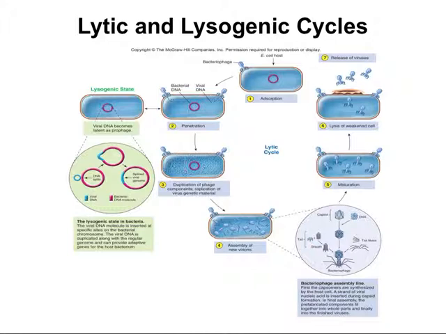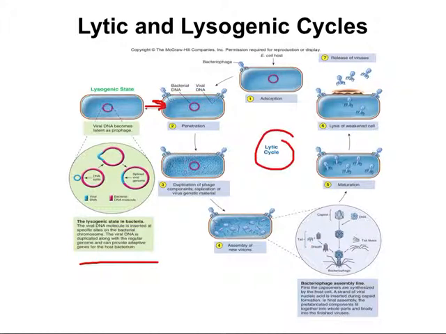At some point, though, the cell will exit the lysogenic stage, in which the virus is essentially dormant, and enter a lytic stage. You can see over here on the left an illustration of the lysogenic stage, where the viral DNA becomes latent as a prophage. That viral DNA can be incorporated into the host genome, and it can be duplicated along with the genome of the cell as that cell divides.